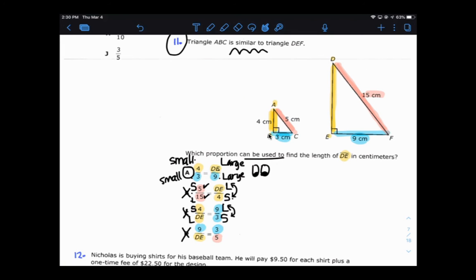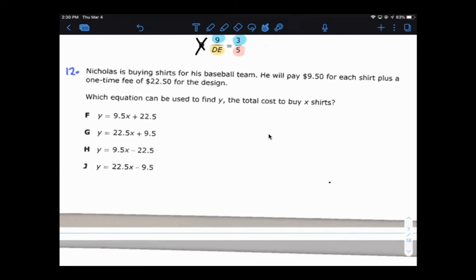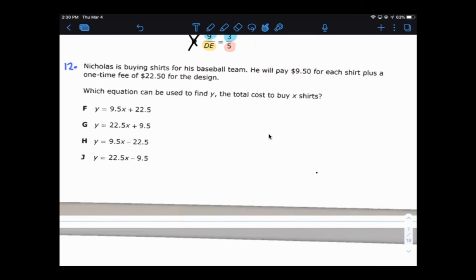Okay, so let's move on. Number 12. On number 12, it says Nicholas is buying shirts for his baseball team. He will pay $9.50 for each shirt, plus a one-time fee of $22.50 for the design. The question here is which equation can be used to find y, the total cost to buy X amount of shirts, right?